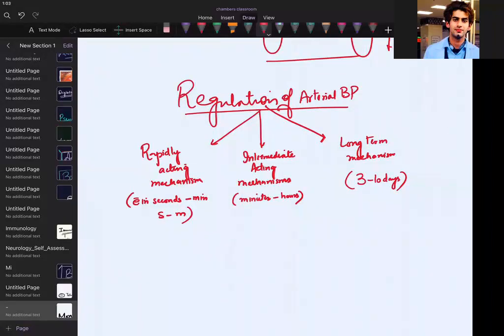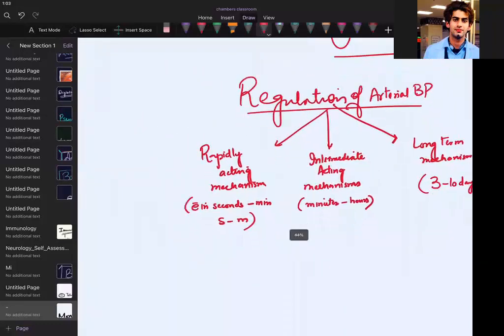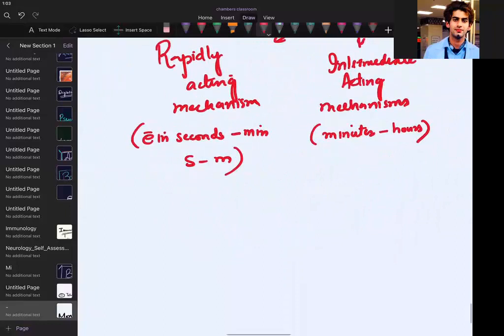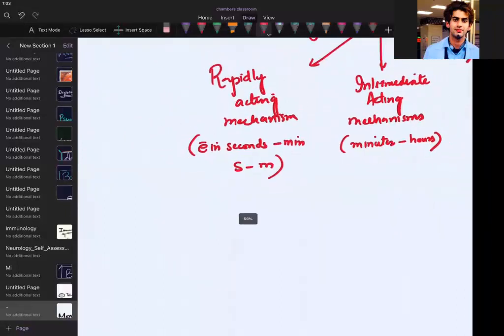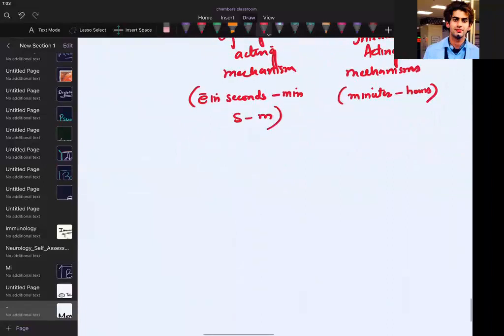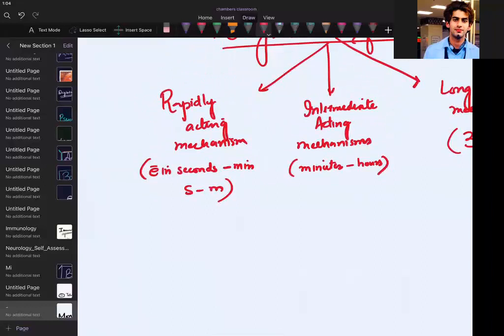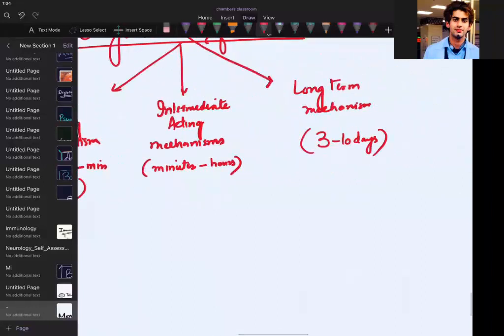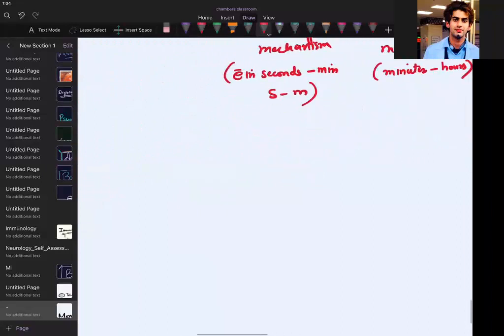Otherwise, you will get lost everywhere. I was myself lost, by the way, in my first year. What is the regulation? Who is regulating it? Then reading so many books, you get an understanding of the thing. A rapidly acting mechanism is within seconds to minutes. Intermediate acting mechanism, minutes to hours. Long-term mechanism, 3 to 10 days. Rapidly acting mechanism will be by, please write, number 1, baroreceptor reflex.